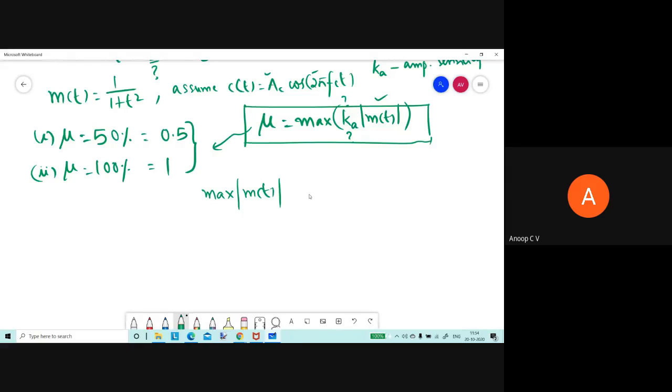Maybe you might have studied something about maxima and minima. So you told me the maximum of m of t is 1, right? Now I'm just modifying the question. If m of t was t by 1 plus t square, this was also asked once, long back, when it was analog communication. If m of t is t by 1 plus t square, then what will be the max of m of t?